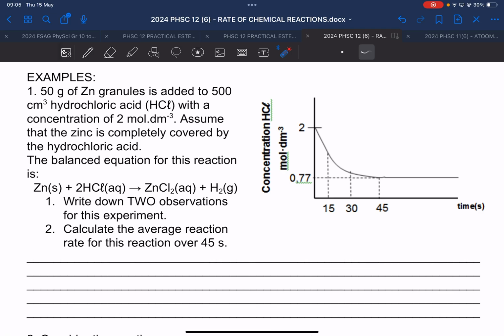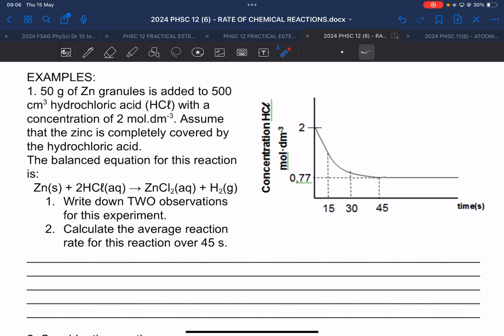What do you say, Rory? But I don't want to do 3 calculations. This is like a 1-mark question. Visually, from looking at the graph, when did the reaction take place the fastest?